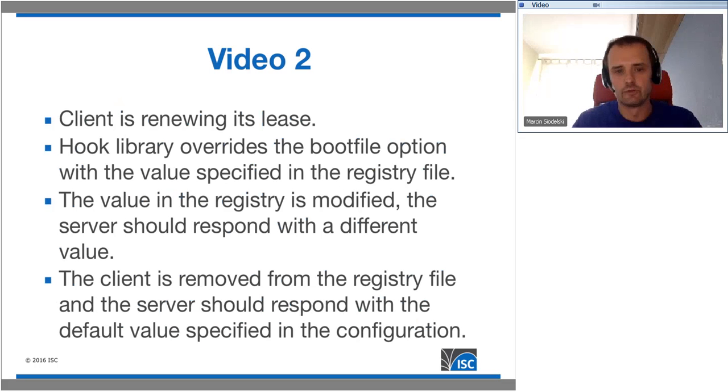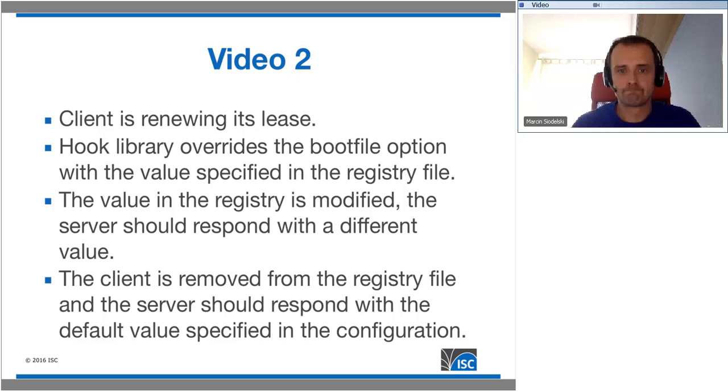So the client keeps renewing its lease. This is actually a continuation of the previous video, and the hook library reads the boot file option value from the registry file and assigns it to the client. Then we're going to modify the value in the registry and the server should respond with a different value, obviously. And then once we remove the registration, the client should fall back to the unprivileged subnet and will also get the default value for the boot file option.